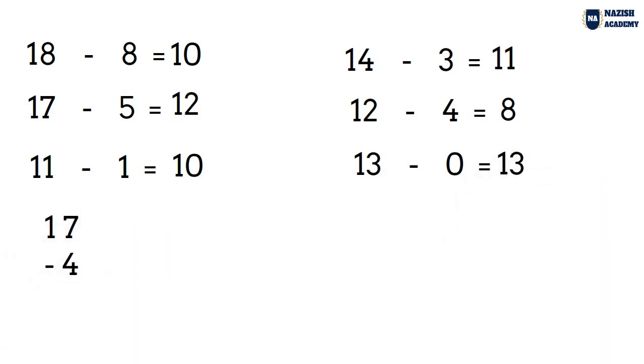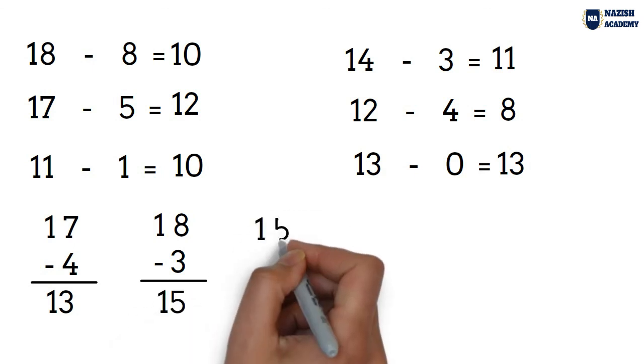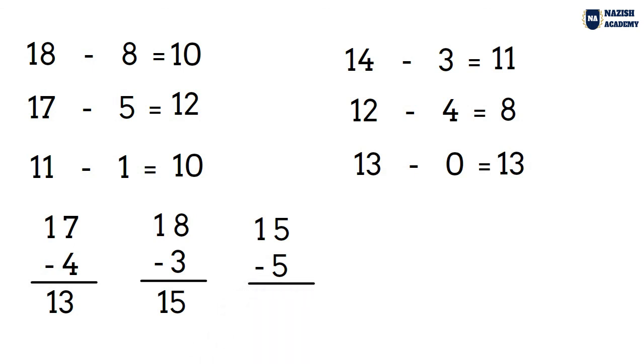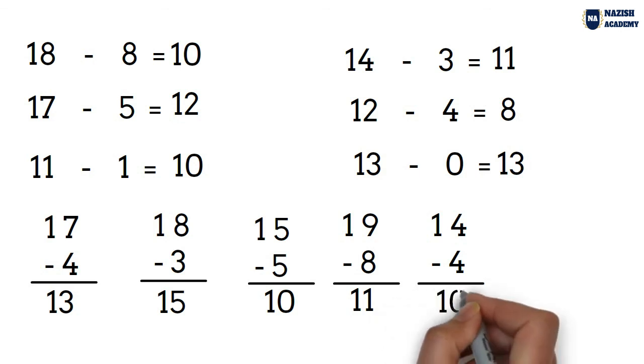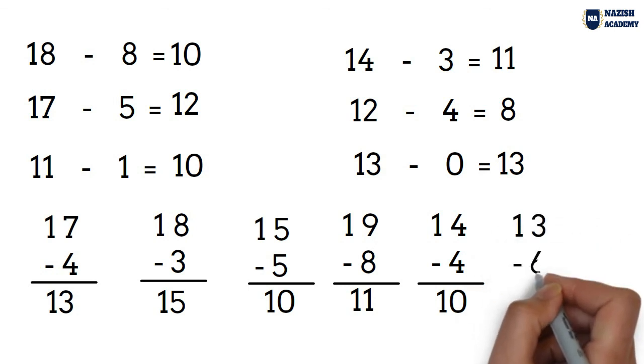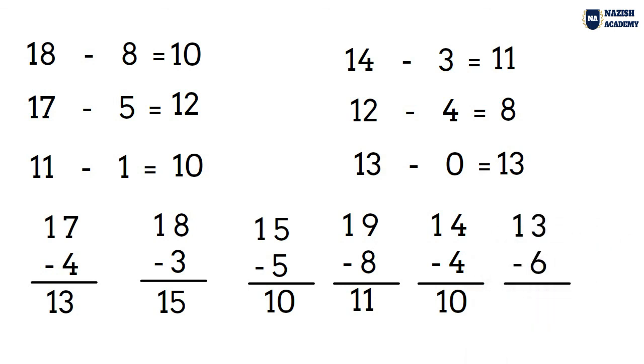7 minus 4. Tell me. 13. Good. 18 minus 3 is equal to, how many are left? 15. 15 minus 5 is equal to 10. And 19 minus 8 is equal to 11. Good. 14 minus 4 is equal to 10. 13 minus 6 is equal to, tell me how many are left? 7.